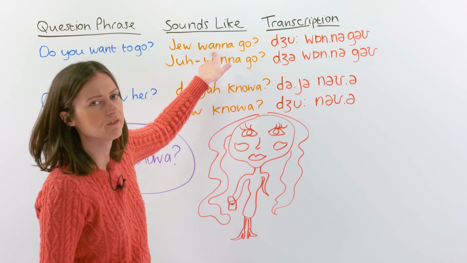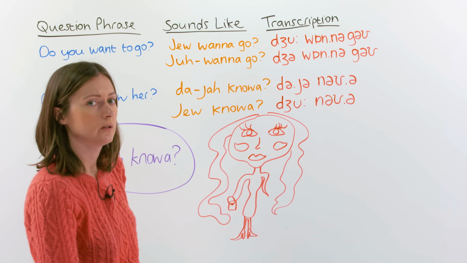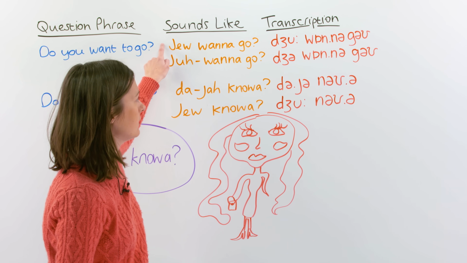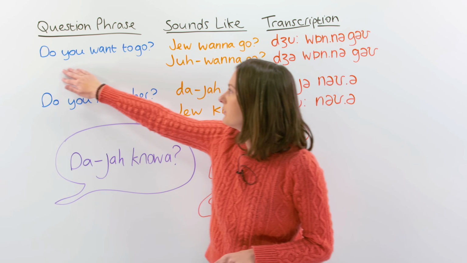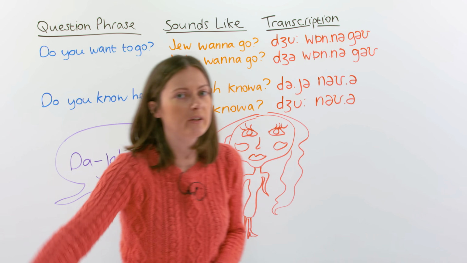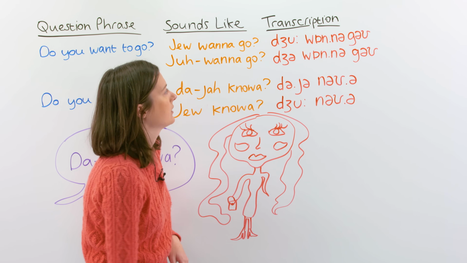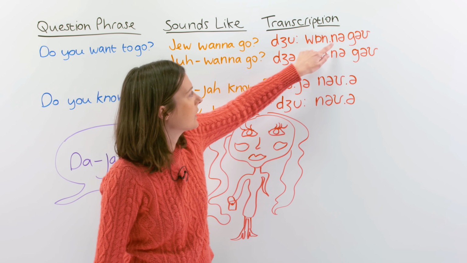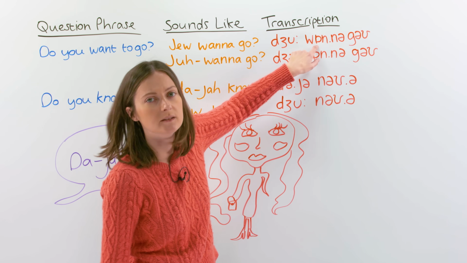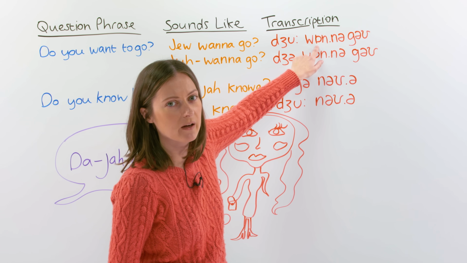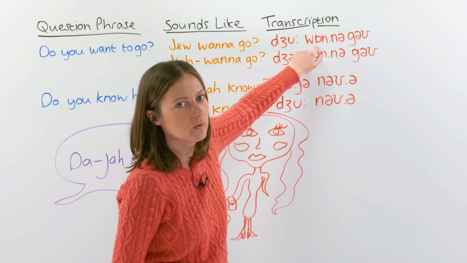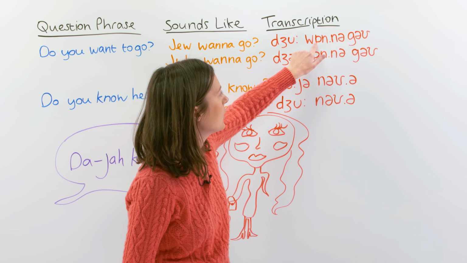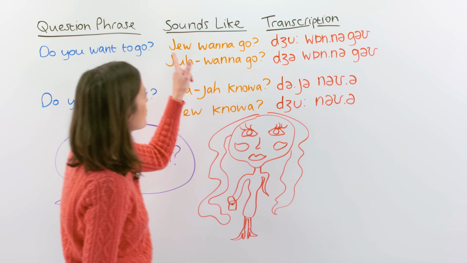But I say this one really fast. Do you want to go? So there's 4 syllables here, but there's 5 here. So I'm losing one of the sounds. Do you wanna go? This symbol here, which is like a backwards A, is O. O. Wanna. Wanna.